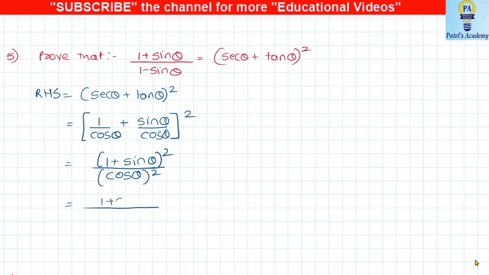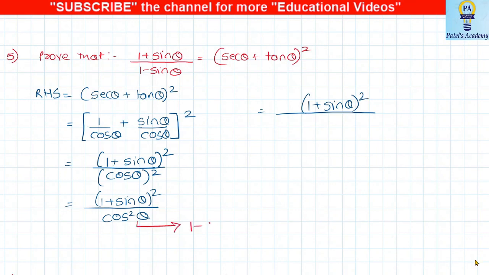So this is (1 plus sine theta) bracket square. In the denominator we have cos square theta. Now I'm writing (1 plus sine theta) bracket square as it is again. Now I'm using an identity. What is that identity? Cos square theta is nothing but 1 minus sine square theta. So instead of cos square theta, I'm writing 1 minus sine square theta. Okay, now the last two steps.